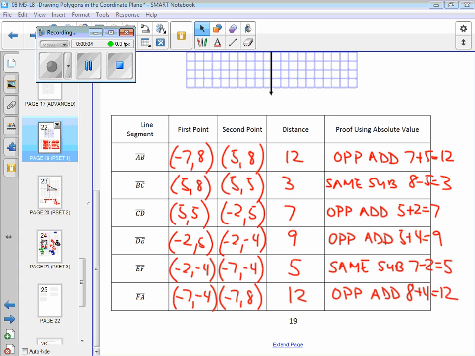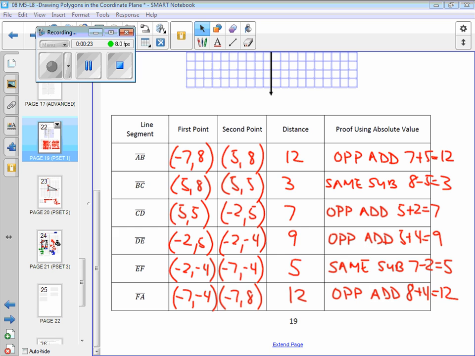Any questions with this particular page? Aileen? For E and F, I got 2 as a... Check your plot points. That's the first thing you want to do. Check your plot points. Did you get for point E, -2, -4? No, I got, wait, for E?